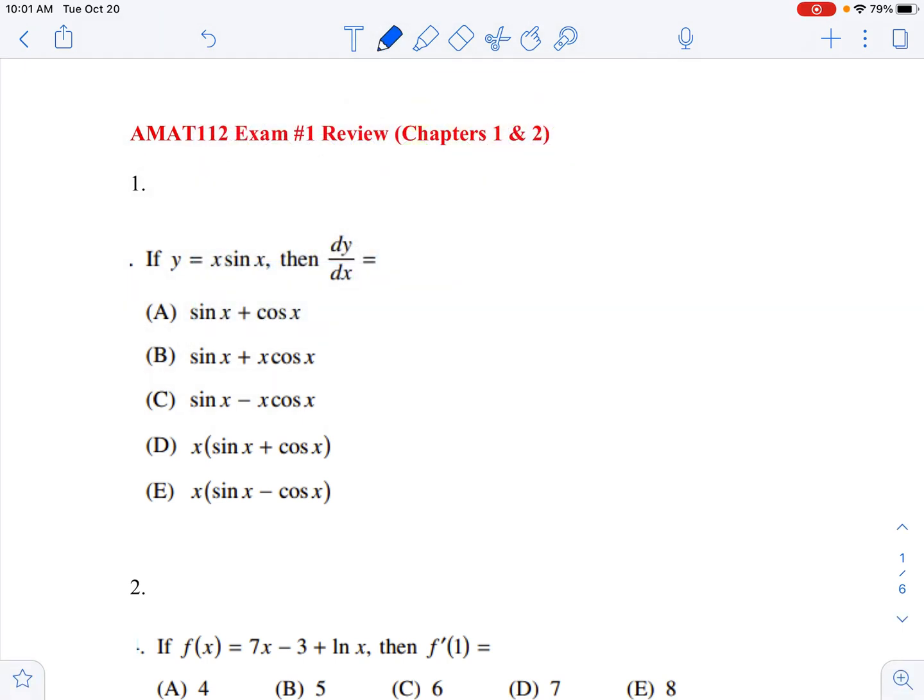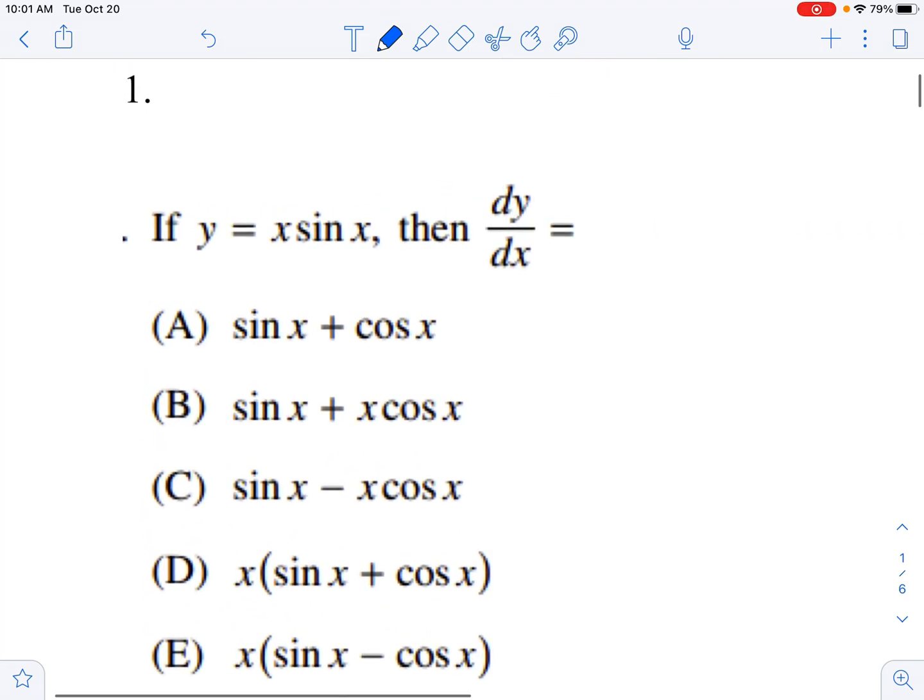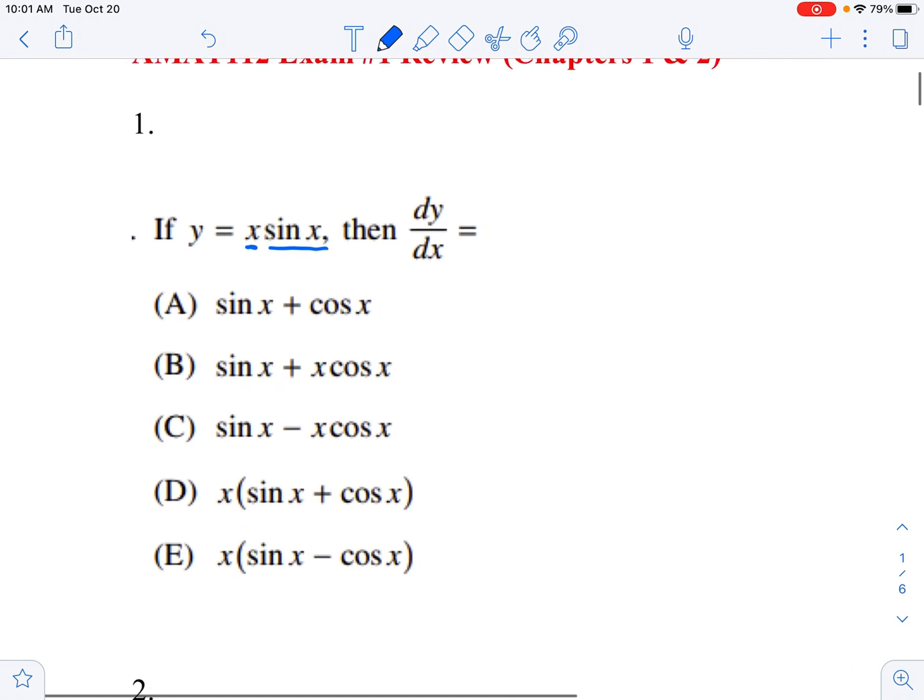All right. So in the first problem, y is x times the sine of x. They want us to find dy dx, basically find the first derivative, okay? So think about what rule you're going to need to use here. We've got x times another function of x, so we're looking at the product rule here, okay?